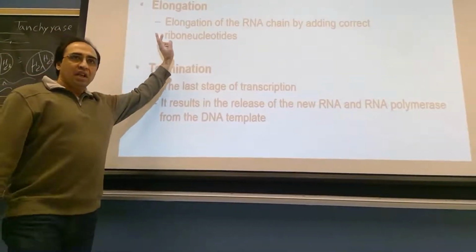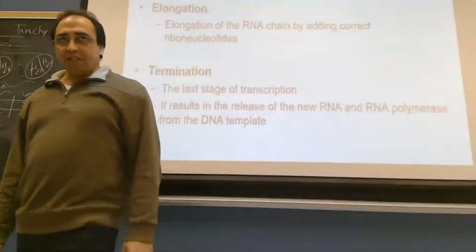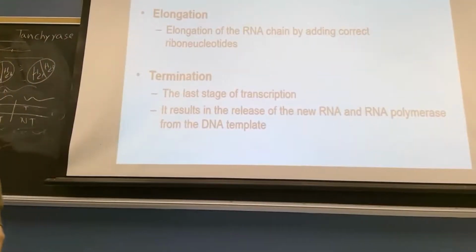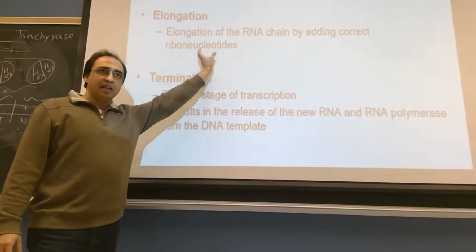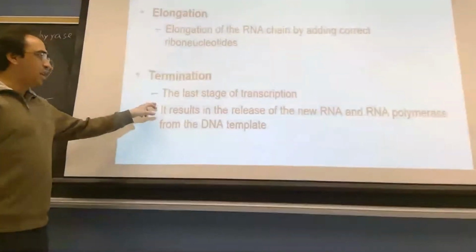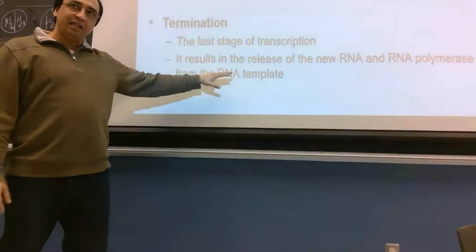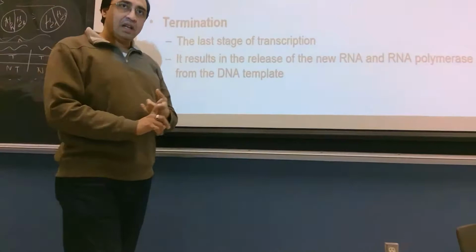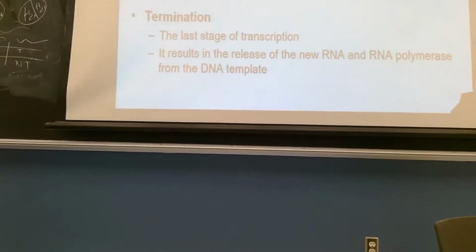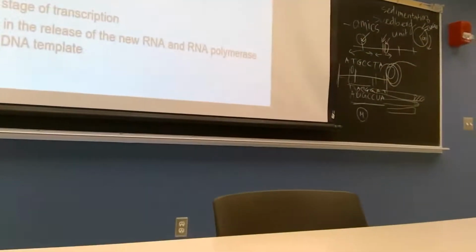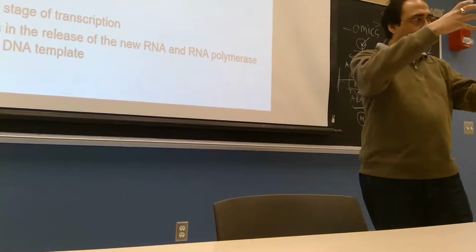Elongation means elongation of the RNA chain by adding RNA nucleotides, not DNA nucleotides. So ribonucleotides should be added. Then termination, the last stage of transcription, needs to release the RNA chain as well as the RNA polymerase enzyme. It is a little different from DNA replication. There are certain proteins there, and the whole machinery will come out.